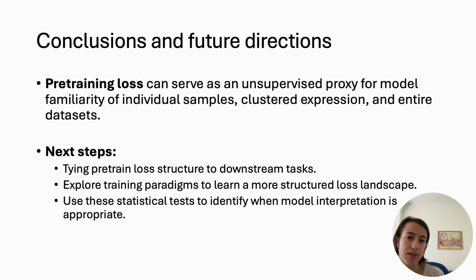Okay, so to summarize, we see that the pre-training loss can serve as an unsupervised signal of how familiar a model is with real data at the sample, at the cluster, and at the dataset level. It complements embedding-based analysis and offers insight into model behavior under perturbation. Moving forward, we aim to link these findings to downstream performance, explore training strategies that encourage a structured loss landscape, and use pre-training loss as a confidence or interpretability signal, for example, to understand how well can we trust attention weights for gene interaction inference.